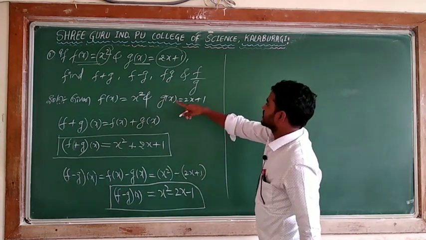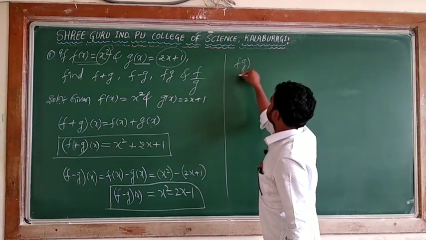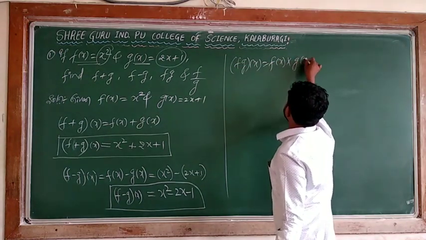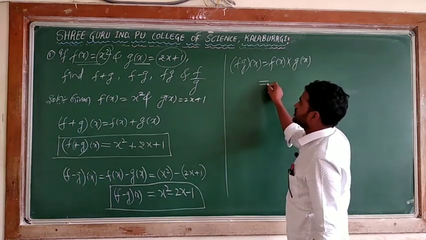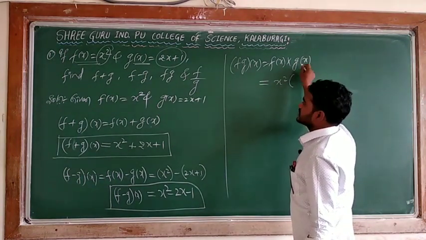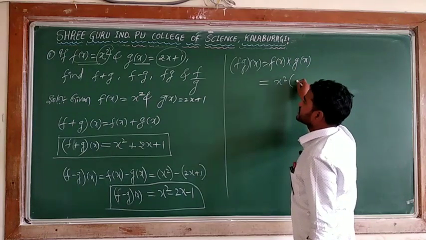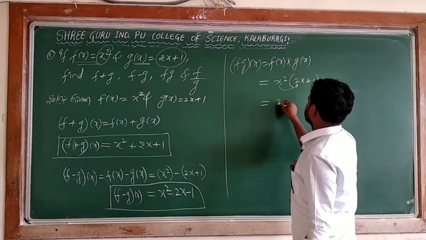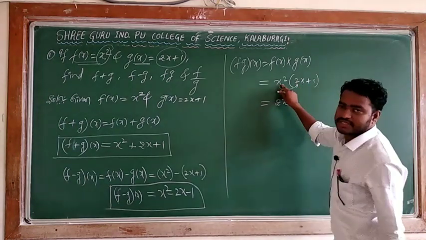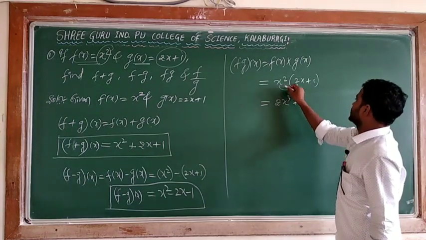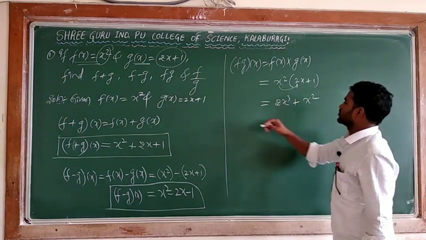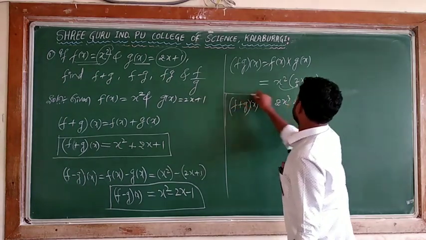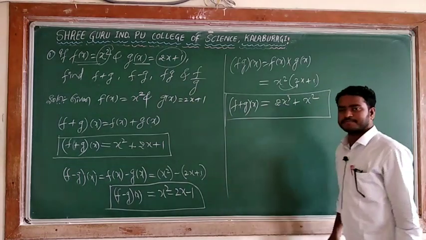Now the third one he is asking is the product, f into g of x, that is f of x into g of x. You know the multiplication case. What is f of x? x square. What is g of x? 2x plus 1. Can I multiply inside? Yes. x square into 2x is 2x cube, plus x square into 1 is x square. This is what happened: f into g of x. This is the multiplication of the functions.